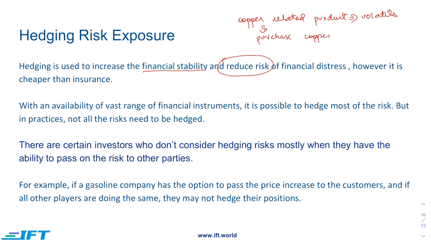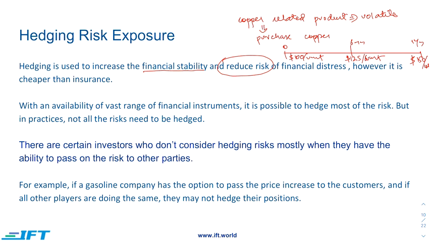So basically, if we are here at time 0 and this is 6 months and this is 1 year, if the current price of copper is $100 per unit, we expect the price to increase to $125 in 6 months and $150 in 1 year.